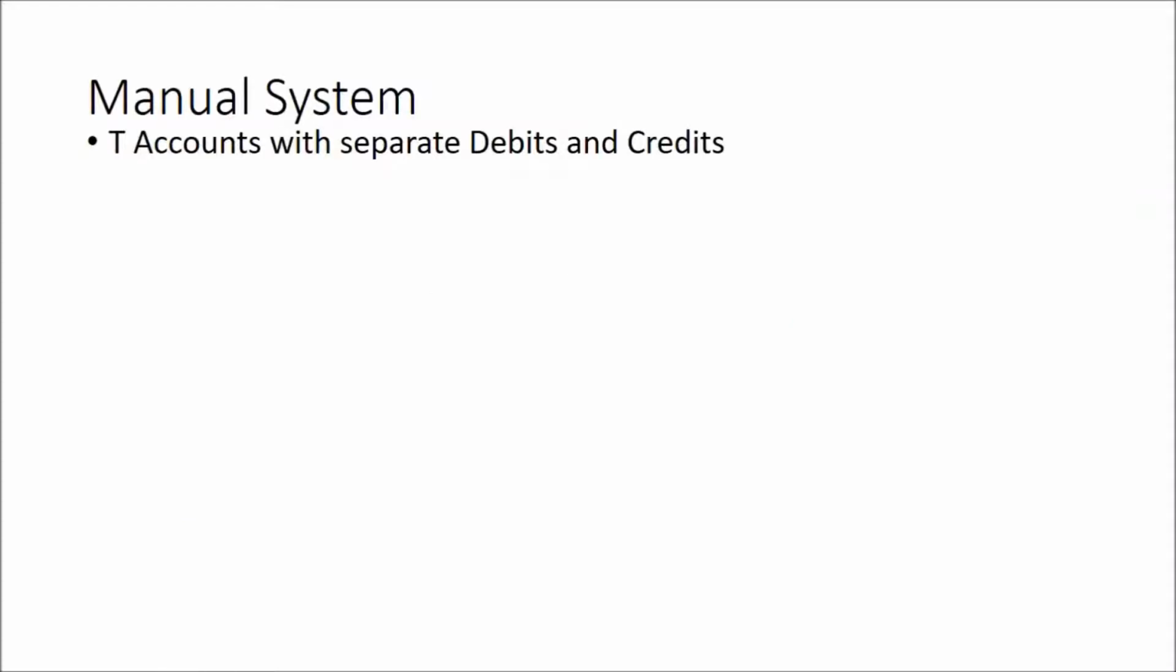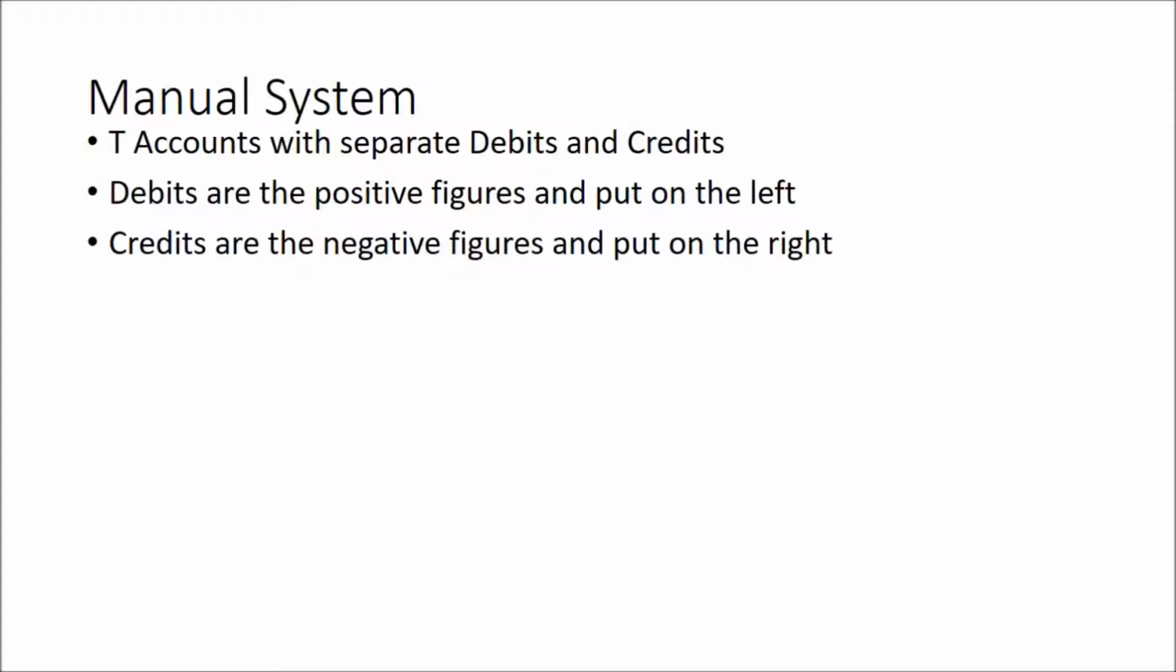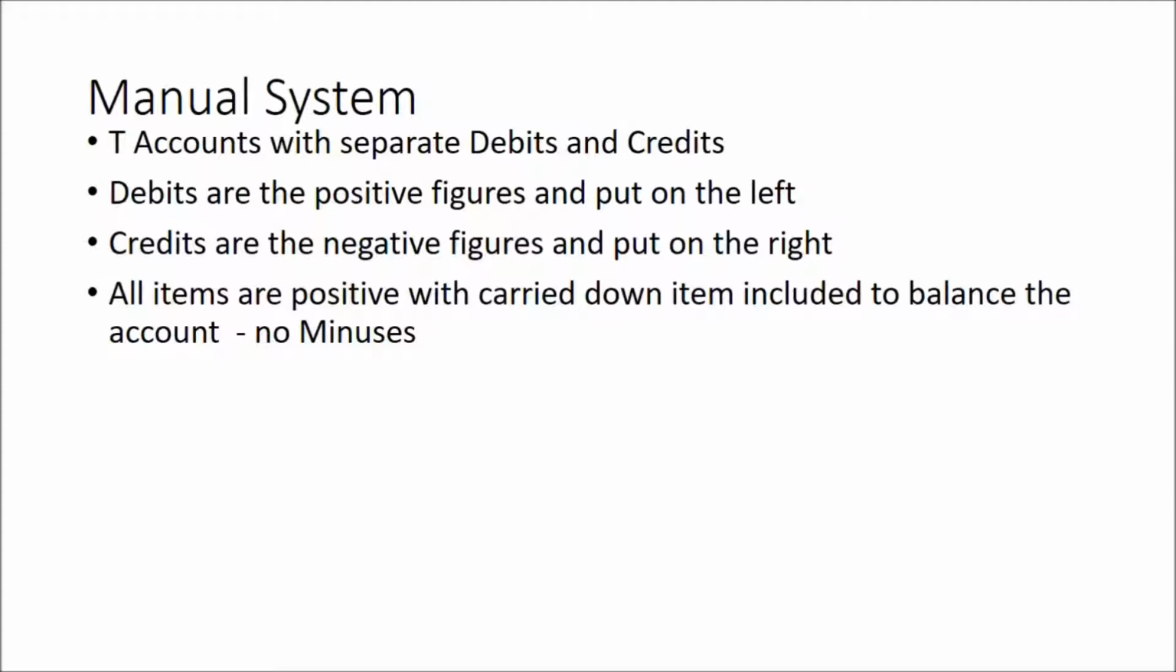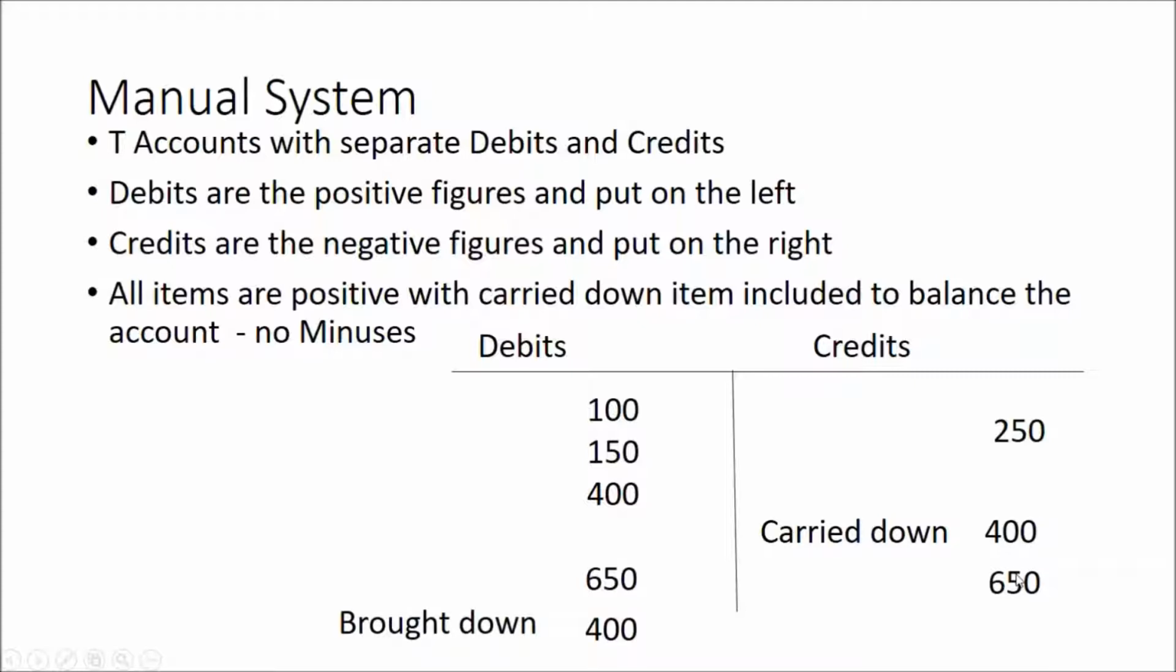Now in a manual system, we see these things in a T account, and we put our debits on the left and our credits on the right. Debits are our positive figures and they're put on the left, and credits are our negative figures and they're put on the right. And all items are positive. Now in order to get our balance to balance, we have to come up with something called the carry down balance, and then we balance it together, and then we turn that into the brought down balance for the account. So here are our debits, and then here are our credits. The carry down item has to go here, and that is our brought down item. And that is how it would look in a manual system where we don't have any minuses, Thomas.